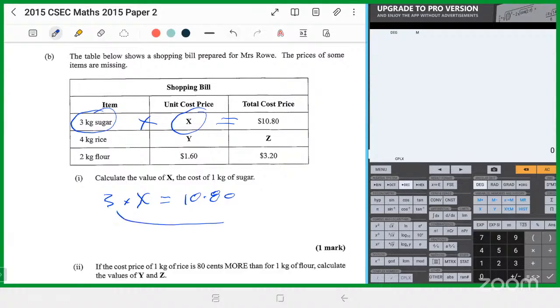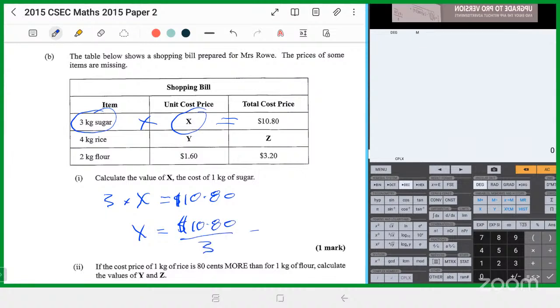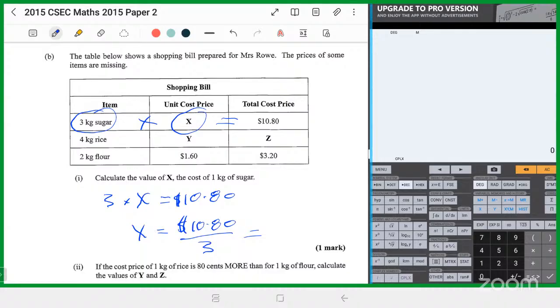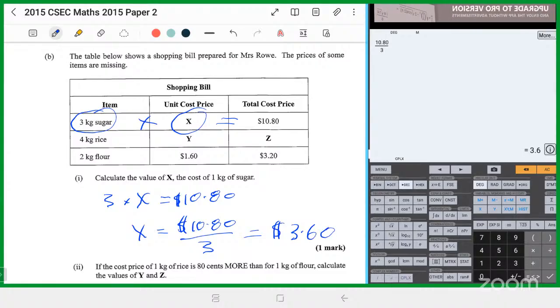So to find the x, I want to divide by the 3. So the x is equal to 1080 divided by 3. Then use the calculator and work that out. It's 10.80 divided by 3. That's 3.6, but because it's money, you have to put the 2 decimal places. So it's $3.60. I'll put on the last 0 because it's money. You have to always write 2 decimal places when you're talking about money. That's the first answer there. X is $3.60.